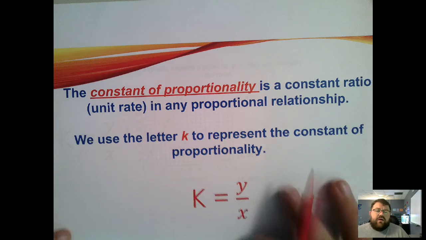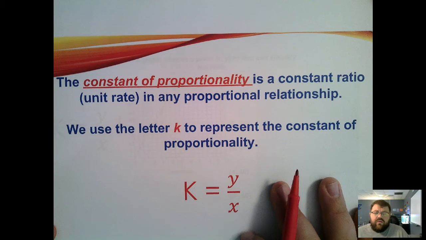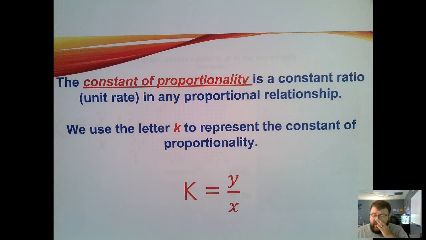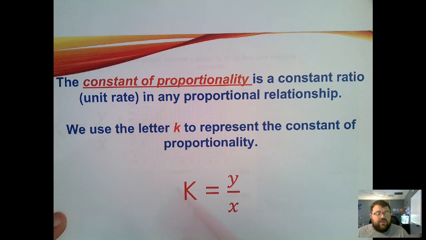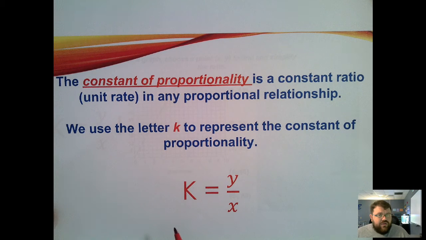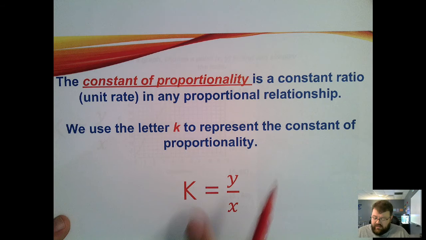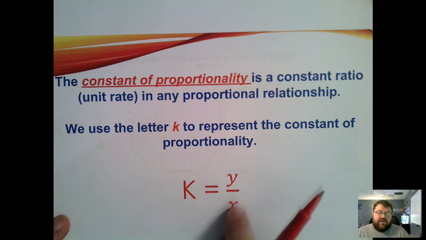We also talked about a word that was synonymous with unit rate, and that was constant of proportionality. And the term synonymous just means the same. So constant of proportionality is the same value as unit rate. And the equation that we use to calculate your constant of proportionality is K is equal to Y divided by X.